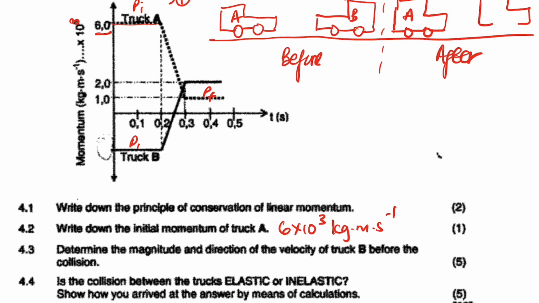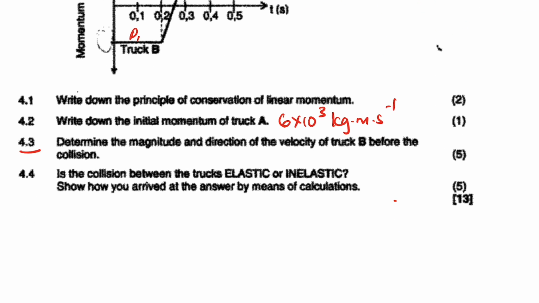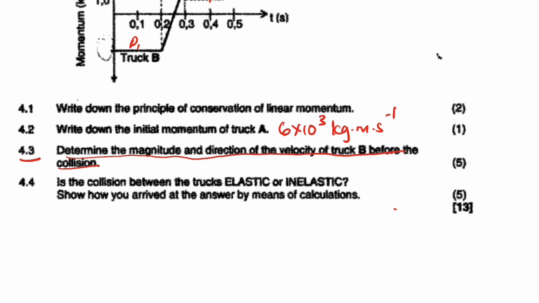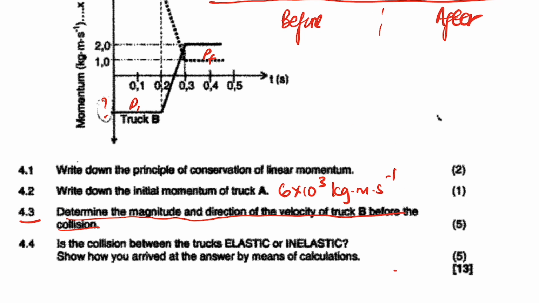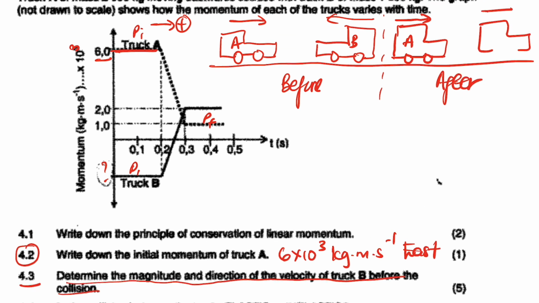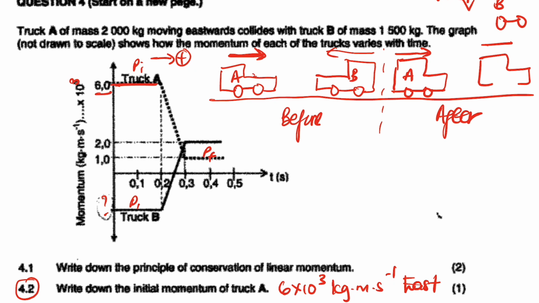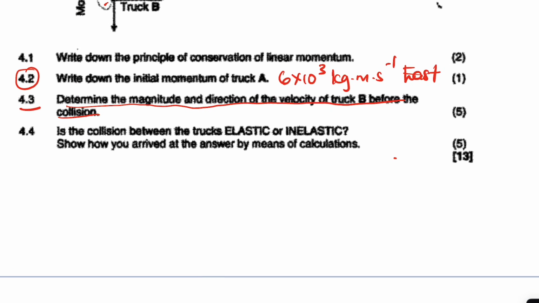So let's cut to the chase and go to 4.3. It says determine the magnitude and direction of the velocity of truck B before collision. So we want this momentum right here, right? So this momentum we can only get by using the principle of conservation of momentum. Guys, when we write a vector in 4.2, this says the momentum is going in which direction here? It's going in the easterly direction. So we want the momentum here of truck A going in the easterly direction.